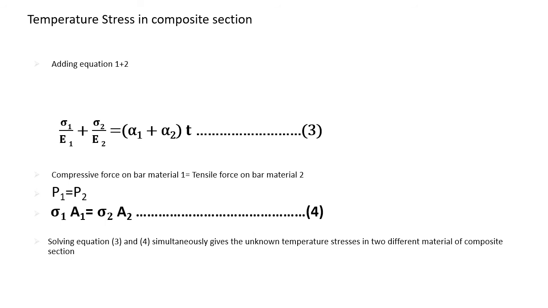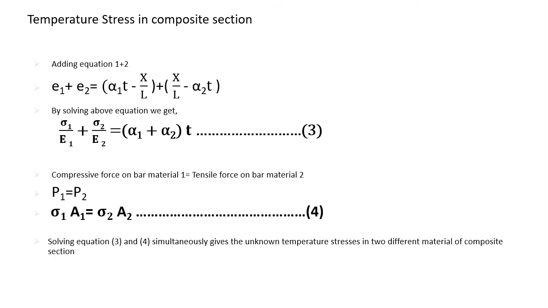Now adding equations 1 and 2, we get E1 plus E2 is equal to, in brackets, alpha 1 T minus x by L, plus, in brackets, x by L minus alpha 2 T. By solving the above equation, we get a new equation, that is sigma 1 by E1 plus sigma 2 by E2 is equal to, in brackets, alpha 1 plus alpha 2 into T. Give it number 3.